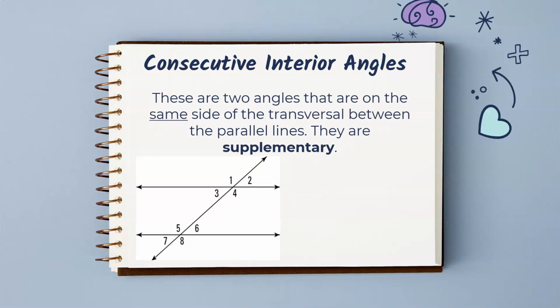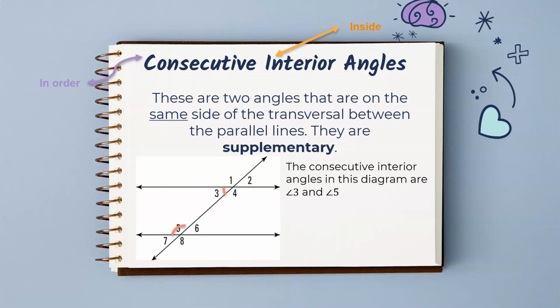Okay. Then the next thing I have is consecutive interior angles. So these ones are on the same side of the transversal between the parallel lines. These types of angles are supplementary, so these are the ones that add up to 180 degrees. So consecutive means in order, and interior means inside. So if I take a look, here's an example. 3 and 5 are both on the same side of the transversal, and they are inside the parallel lines. So that's my first set of consecutive interior angles, and then my second one is going to be 4 and 6.